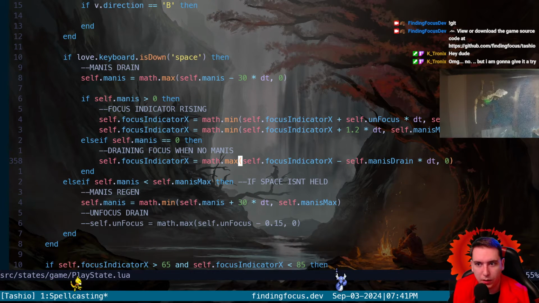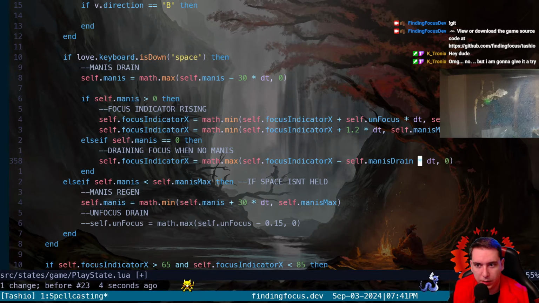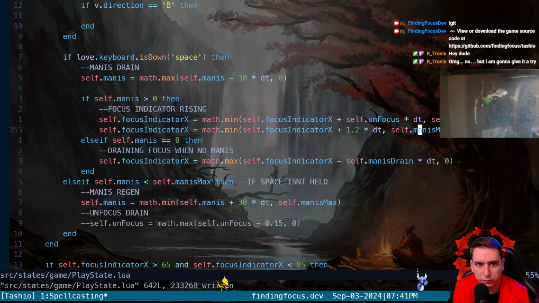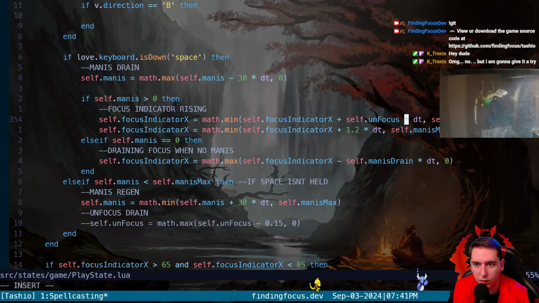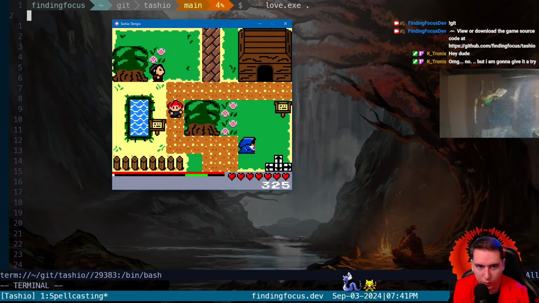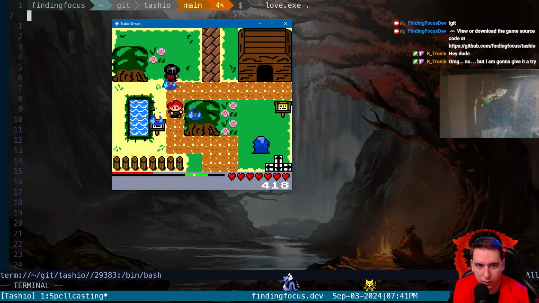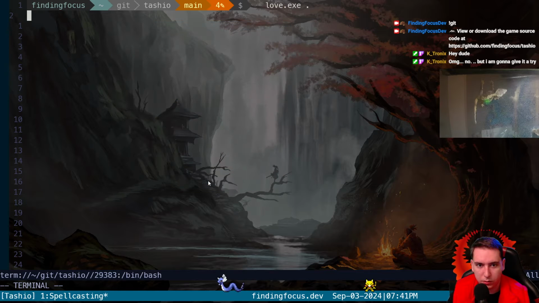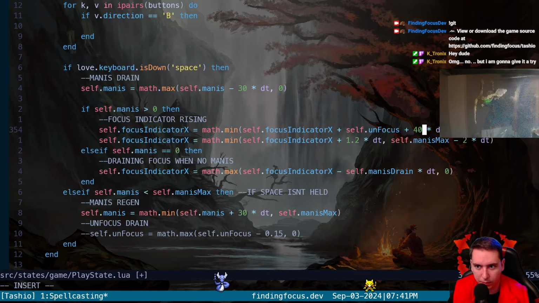So let's see. Yeah, I think we need to scale this by... Let's put like a plus 20 in here. Oh, not here. Let's put it in focus indicator rising. Yeah, let's multiply or add some kind of value into here and see if our focus indicator is moving. Okay, there we go. Okay, sweet. So we just need to scale this by something.